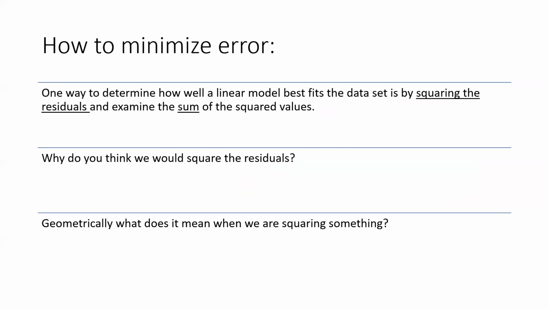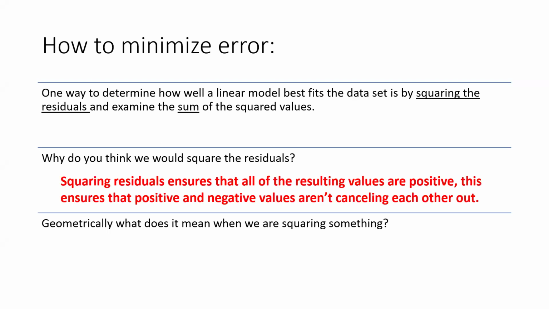All right. How to minimize error. So we're asking ourselves, how can we minimize error? One way to determine how well a linear model best fits the data set is by squaring the residuals, okay? And examine the sum of the squared values. Does that make sense? So we're going to square the residuals. The reason why is that when we are squaring it, it's going to eliminate whether it's negative or positive, right? Why do you think we would square it? Well, here's your answer. Squaring the residuals ensures that all result values are positive, okay? And we're not going to end up canceling out values. So the main part here is we are squaring residuals so that we can maintain positive value.